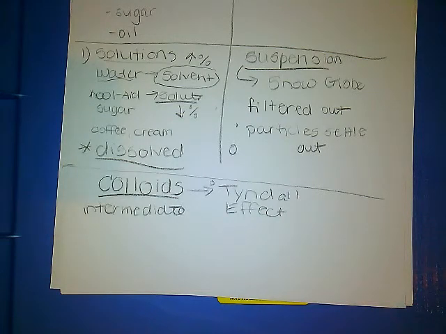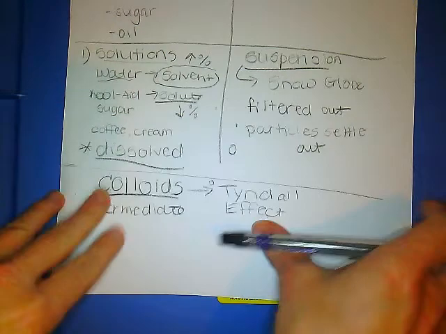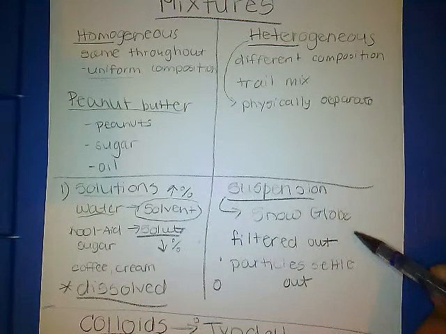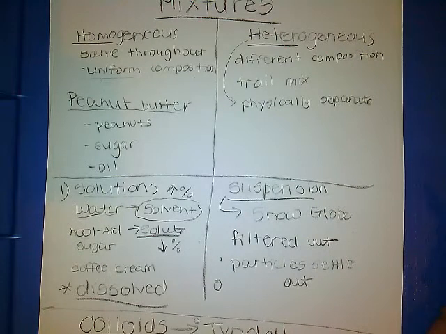The best chart that I could possibly show you all, if you're looking at the PowerPoint, is slide 16, which does a really nice job of going through and categorizing each one of those. Again, the suspensions are definitely heterogeneous, because remember what I said earlier about heterogeneous. Heterogeneous can be physically separated, and we just said that suspensions can be physically separated.